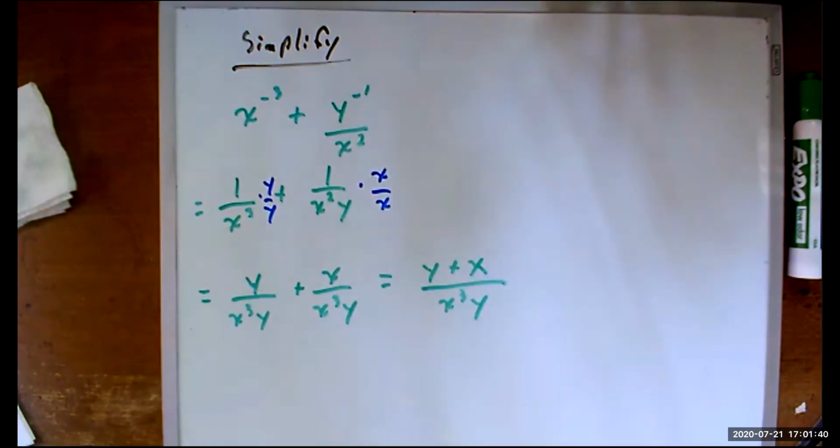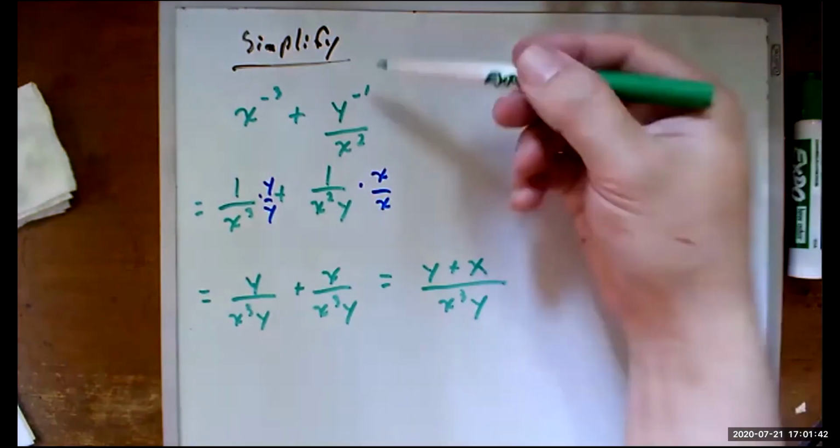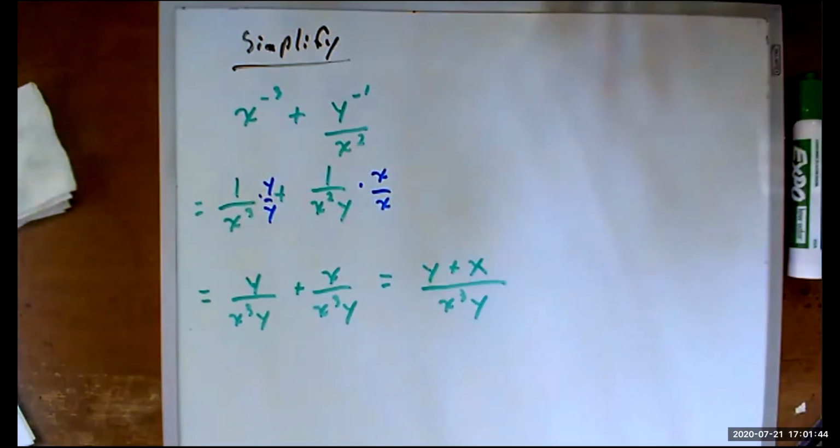Why wouldn't it be x squared divided by y? Because there is no negative on this exponent. Because there's no negative on this exponent, it doesn't change where it is in the fraction line. Only the y has the negative, so it's the only part that moves. Does that make sense?